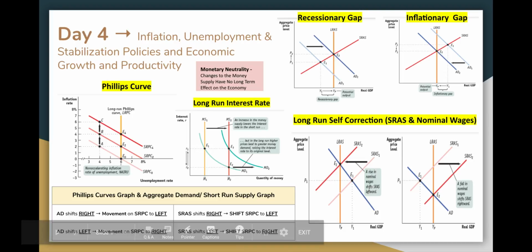Welcome, AP Economics students. Today is day 4 in our review, and we are going to be looking at Units 5 and Unit 6 in macroeconomics. Unit 5 includes inflation, unemployment, and stabilization policies, and Unit 6 is, how do we get to economic growth? What does it look like?